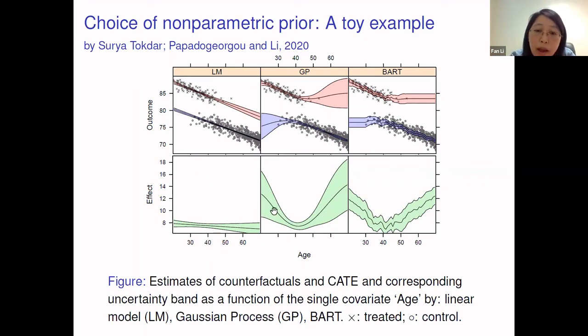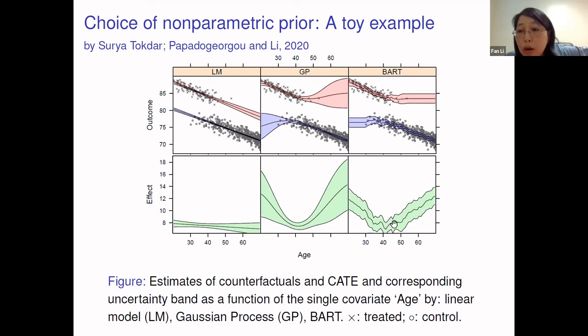But you can see the GP, as we move towards the region of lack of overlap, adaptively reflects that: the credible band actually increases. This reflects a large uncertainty due to the lack of overlap. The linear model is doing something too. It gives an increased band, but it's not too much.